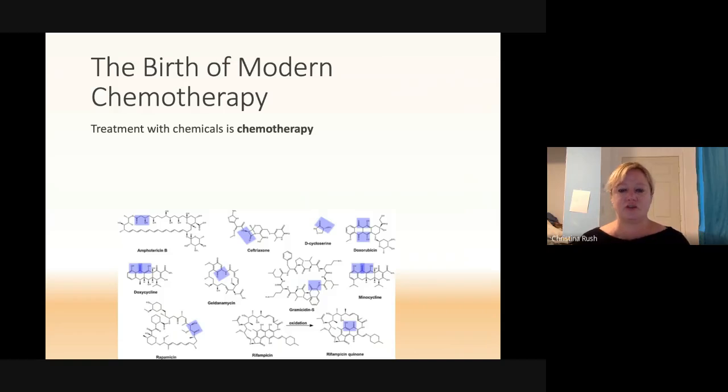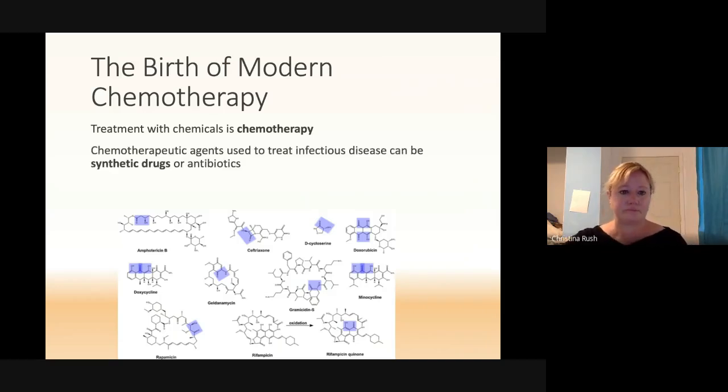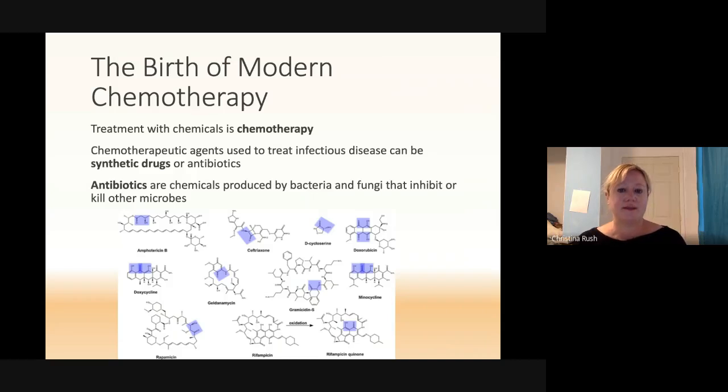So chemotherapy, these are treatments that can be during a disease. So any treatment with chemicals is known as chemotherapy. It's a very broad term, let's put it that way. Chemotherapeutic agents are used to treat infectious disease, and these can be synthetic drugs or antibiotics. Antibiotics are chemicals that are produced by bacteria and fungi that inhibit or kill other microbes. Most of the antibiotics that we have today are derived from these. They're called natural product inhibitors.